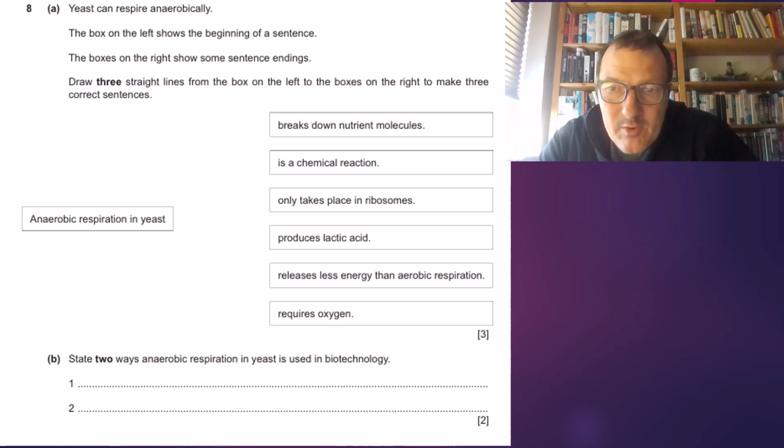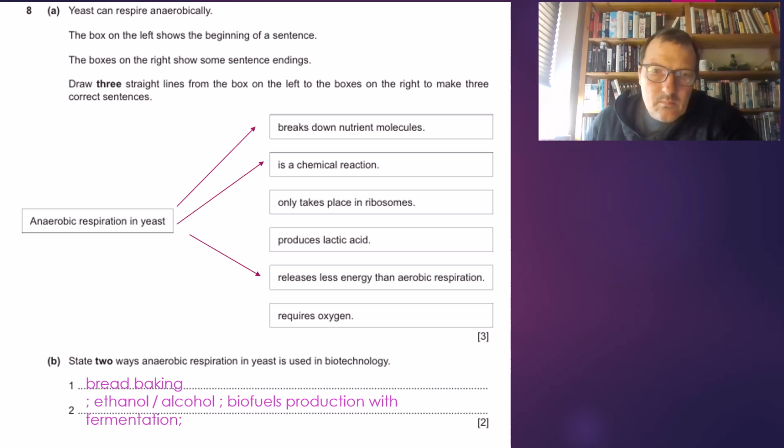Then we have the question about yeast, which goes into the last chapter, biotechnology and genetic modification. So try to see if you can come up with your answers here. It's 5 points on the line. It's a lot of points from drawing some lines and answering 2 stems about anaerobic respiration. It's important to read the question here. Draw 3 lines, not 2, not 4.